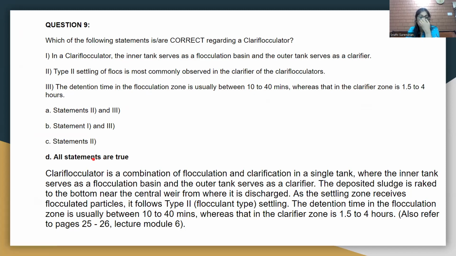That is, in a clariflocculator, the inner tank is the flocculation tank, the outer tank is a clarifier, type 2 settling, that is flocculation type settling, is occurring, and the detention time of the flocculation basin is 10 to 40 minutes, and the clarifier is 1.5 to 4 hours. So we have to be familiar with the design conditions of all these tanks used for coagulation, flocculation, clariflocculators, etc.